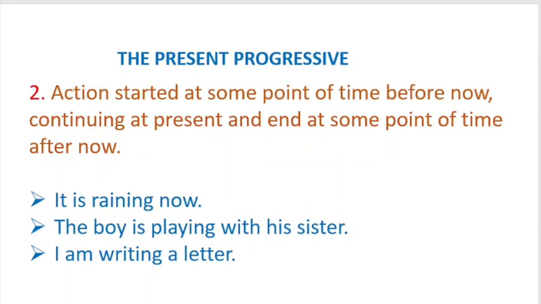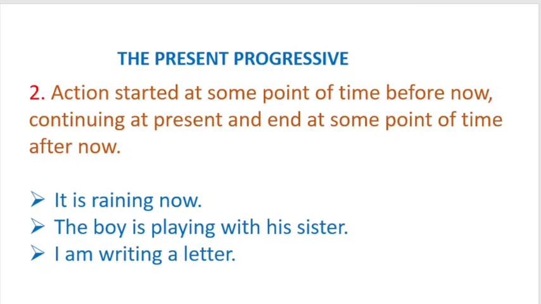Next, an action started at some point of time before now, continuing at present, and ending at some point of time after now. We have already discussed it well. It is raining now. That means the rain started at some point of time before now, it is continuing at present, and it will end at some point of time after now. Likewise, we can take other examples. The boy is playing with his sister and I am writing a letter. Okay, I don't want to waste your time.